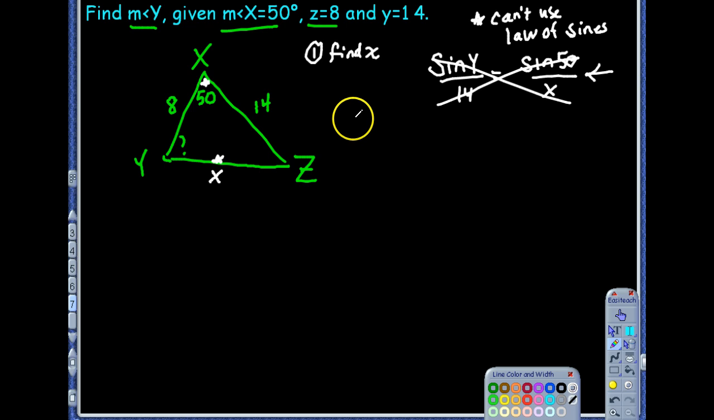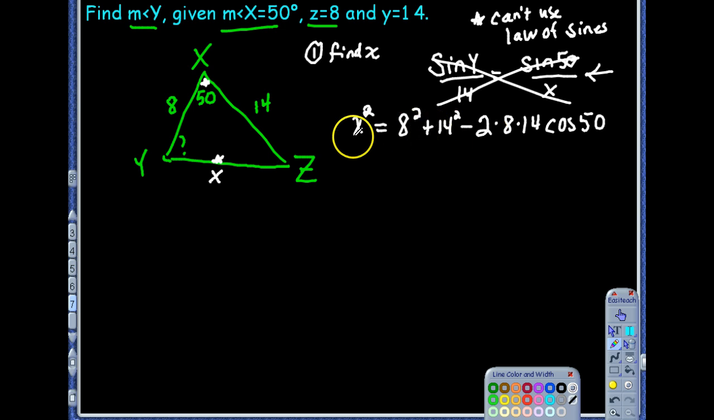So how would I set it up? I'm going to say that x squared is equal to 8 squared plus 14 squared minus 2 times 8 times 14. And you can do the parentheses like Miss Hochgravy did, or you can do the little dot. It's the same. Times cosine of 50. Now, notice in this problem, how many unknowns do I have? I only have one unknown. And that's what we need. So that's the first thing we're going to do. And this is one scenario where once we find x, we're going to talk about what that means from here. So we're going to find that.